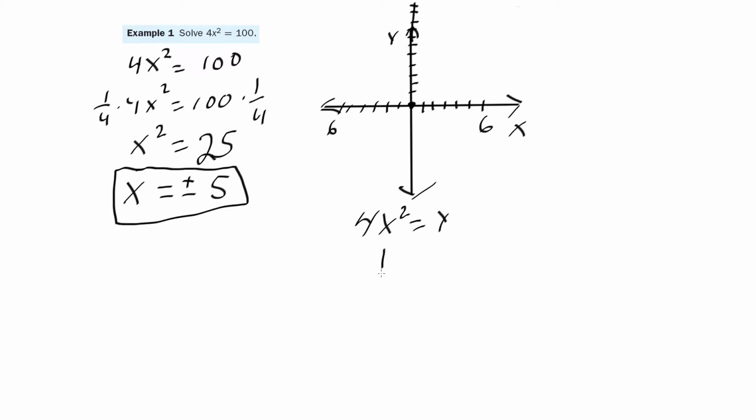Make our t-table, x, y. x is 0, y is 0. x is 2, 2 squared is 4, 4 times 4 is 16, so I got a 2, 16. I'm up in between these. We know, well, we calculated 5 is 100. We already know that one. 1, 2.